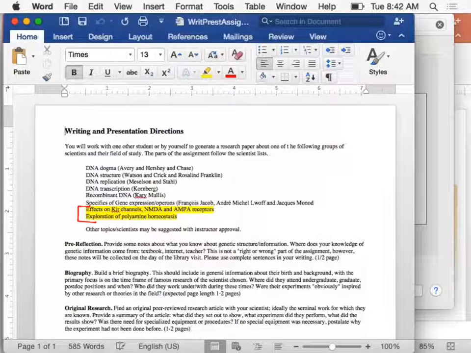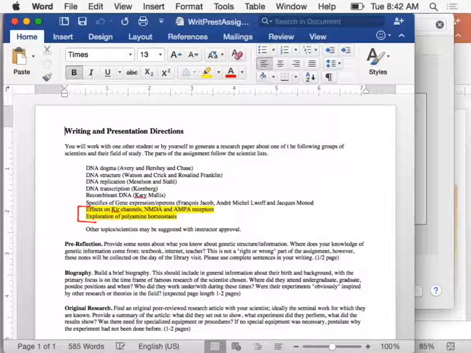Okay? And that's what's happened with this last one or two. It's looking specifically at KER channels, NMDA and AMPA receptors, and then potentially also, or as a secondary topic, the exploration of polyamine homeostasis. And for those of you going, why are you reading that off the slide? I know nothing about those. Nothing. Okay?